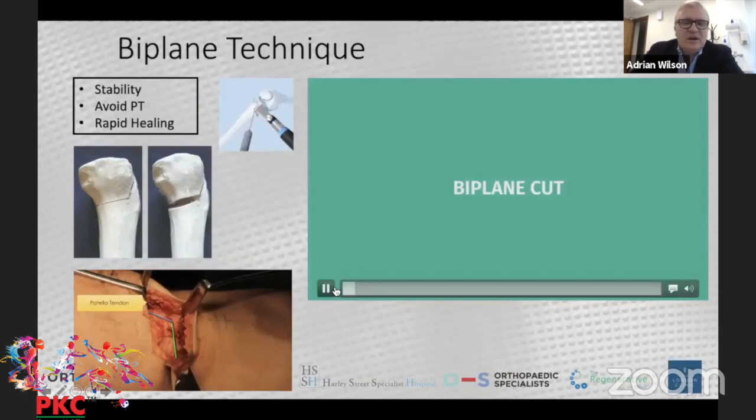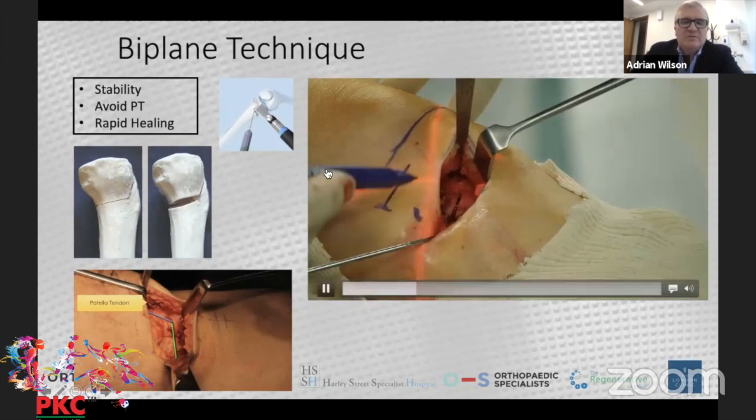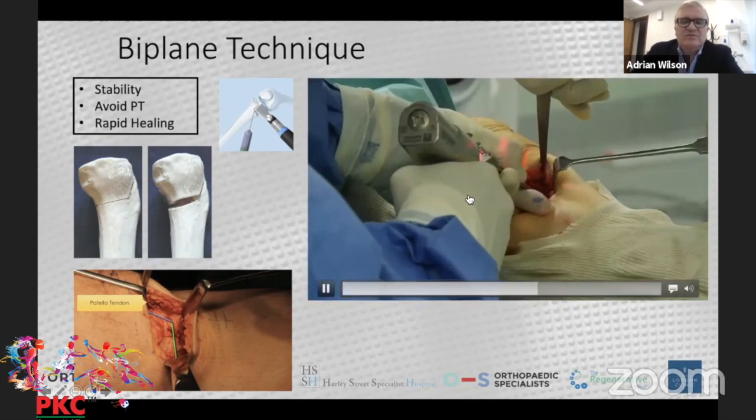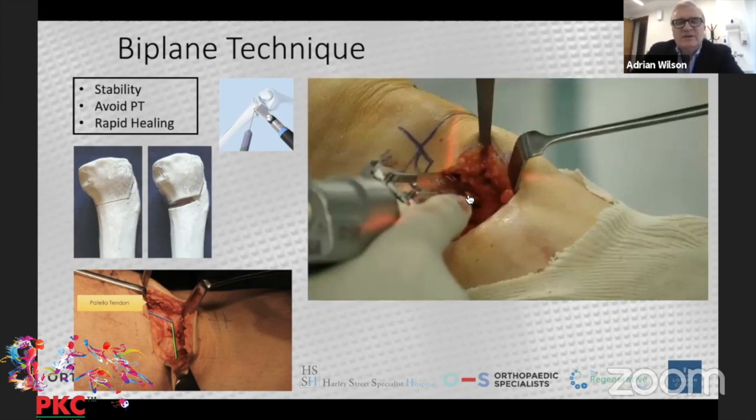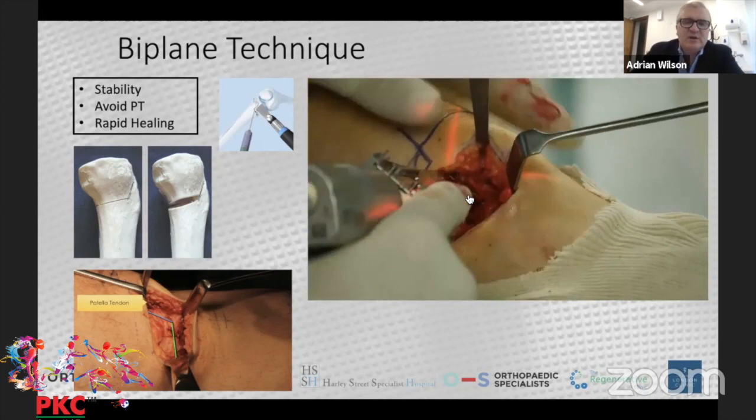We then use Staubli's concept of the biplane. Here you can see that the initial cut has been made, and you can see that I've stopped 4/5 just below. There's a ridge just below here on the tibia where we stop. And then I want to come up at an angle of 110 degrees with my saw. We rotate the foot slightly away to do this. We always visualize the frontal plane of the tibia and have that in mind all the time as we then make this second biplane cut.